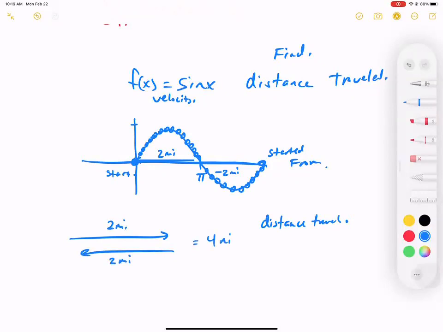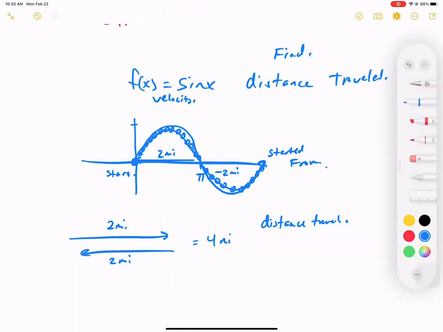Right? That's this idea. And now that's the hard question. Am I asking you where we're at position-wise, right? I went 2 miles and I came back 2 miles. What position are you at? Or are you looking at distance traveled? And this is something that we're going to talk about a little bit later, but we're going to use this idea of area underneath the curve to solve for that.